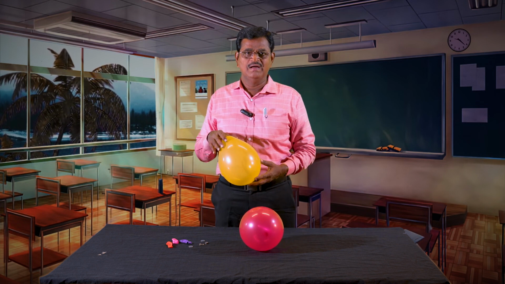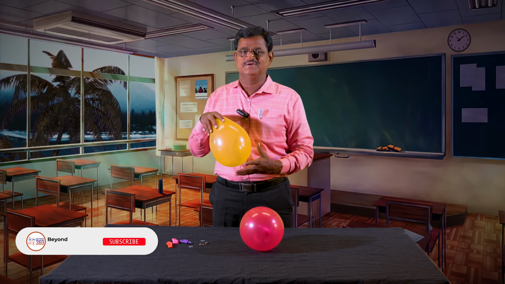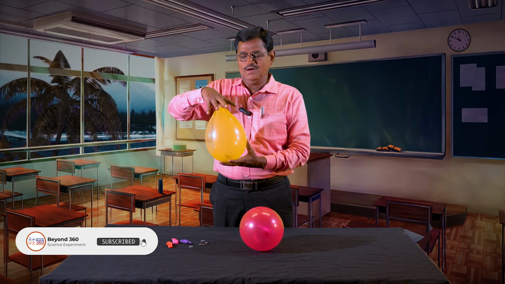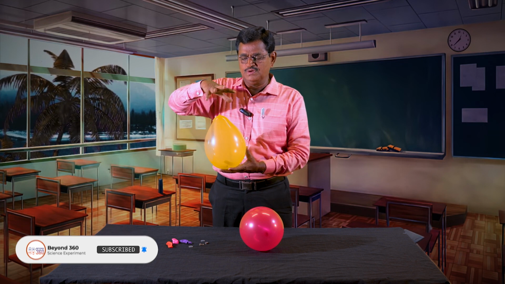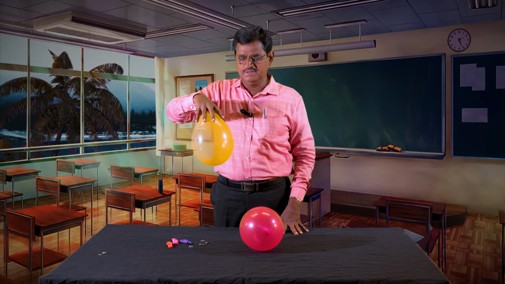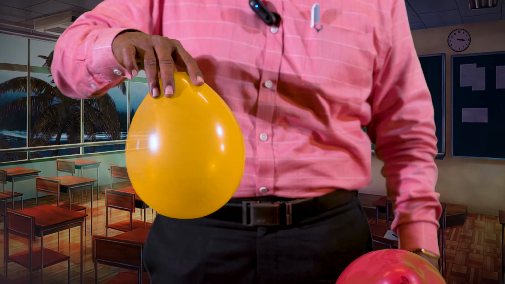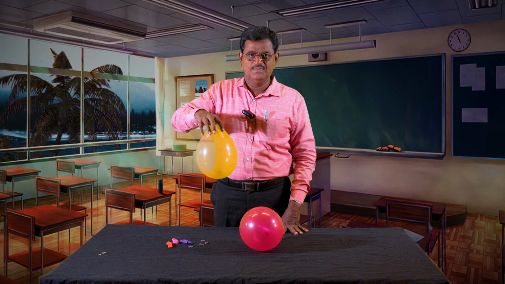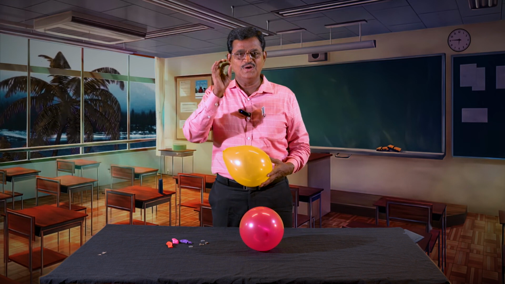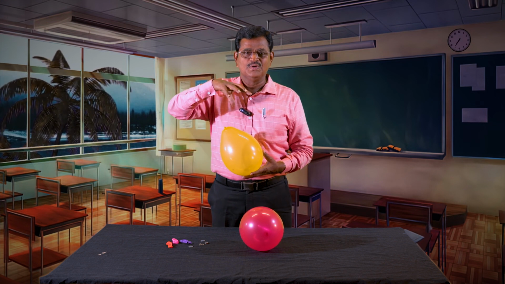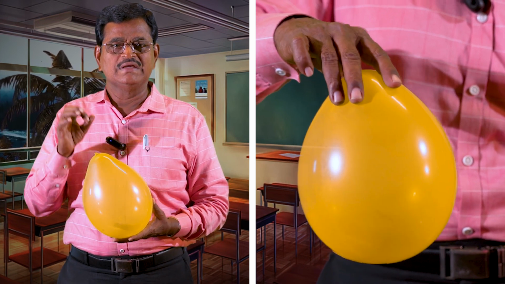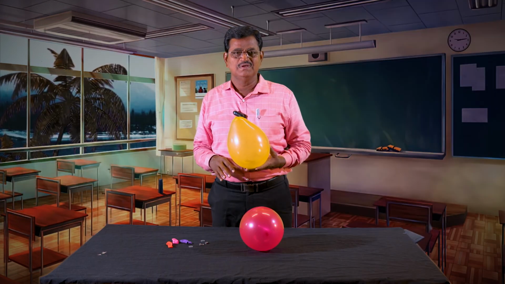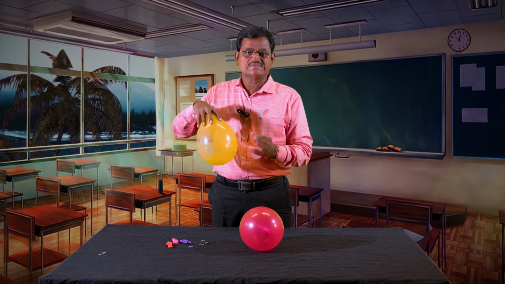Now let us do the experiment. First you take the yellow balloon, and it contains a nut. Okay. Now hold the balloon with your fingers like this. Then rotate the balloon. What do you observe? If you rotate the balloon, it creates a musical note. This experiment is called the screaming balloon.